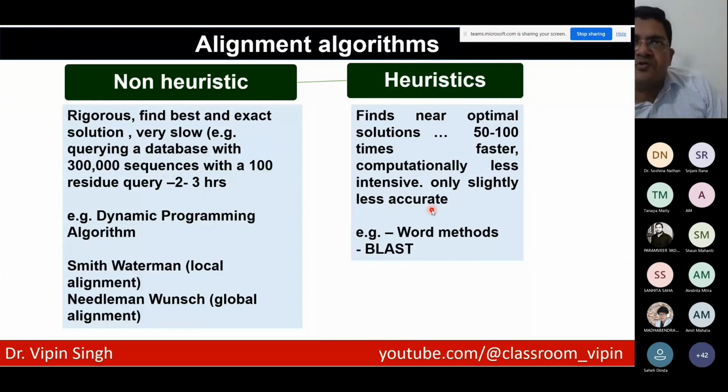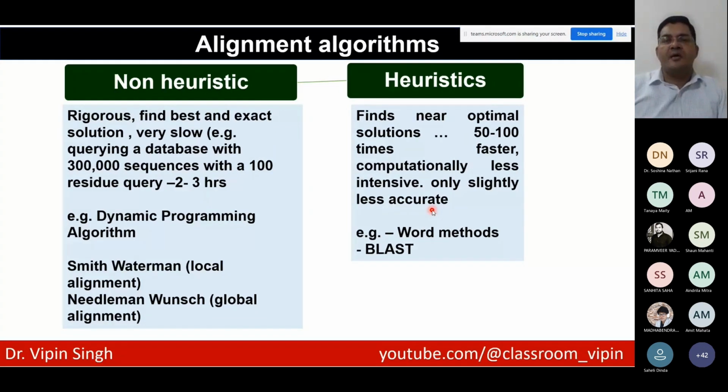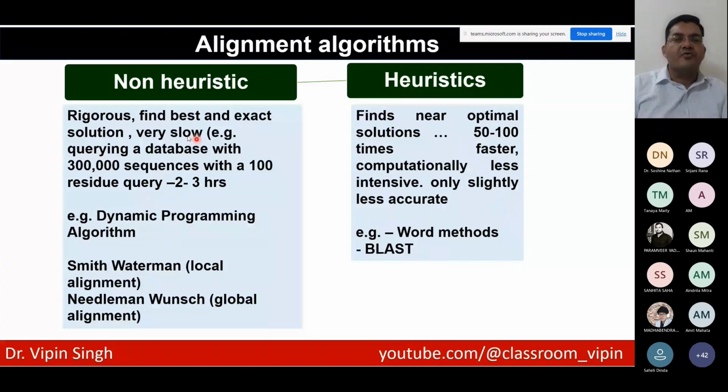So therefore, the time versus sensitivity issue is there. But most often you get the best alignment and at a much quicker time as compared to what you get here. So therefore, heuristics-based alignment algorithms have been very common, and BLAST is one of the most cited papers that you can ever come across, right?